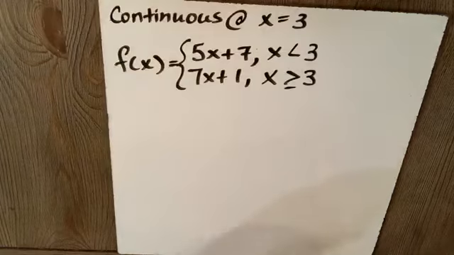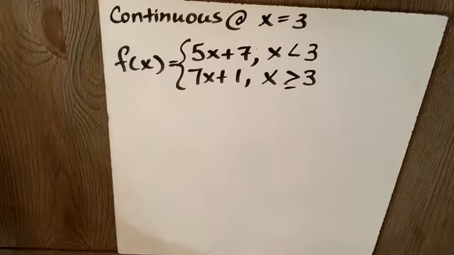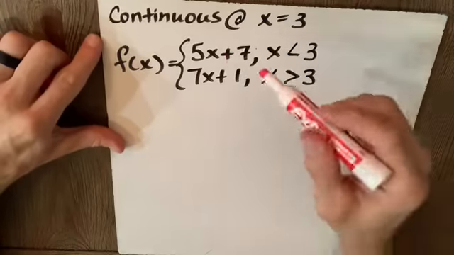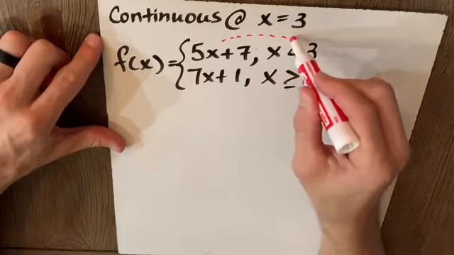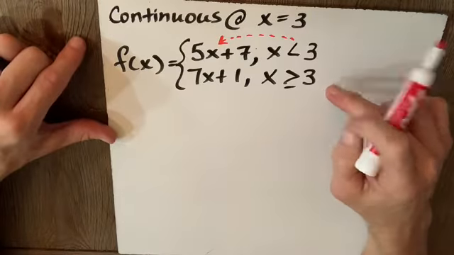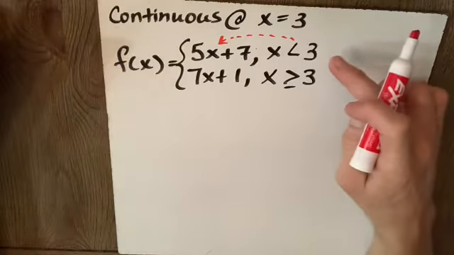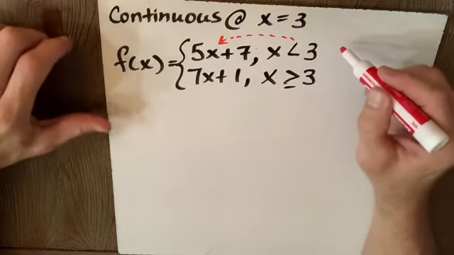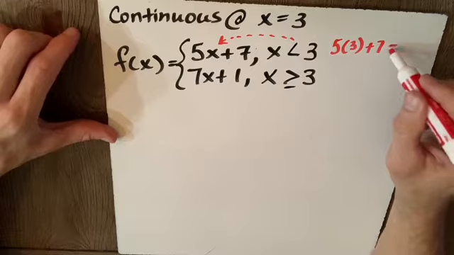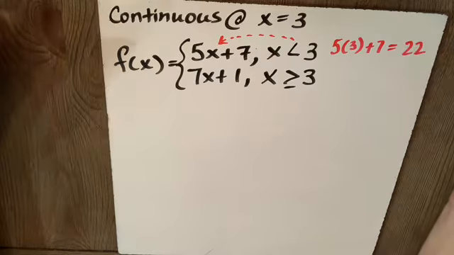Is this function continuous at x equals 3? That's the question. Well, I don't even have to graph it. I can just put in 3, even though I know x can never equal 3 for this top function, where x equals 3 is the bottom function. But I could see where the trend in y is going towards here. This would be 5 times 3 plus 7. 15 plus 7, y is headed towards 22.